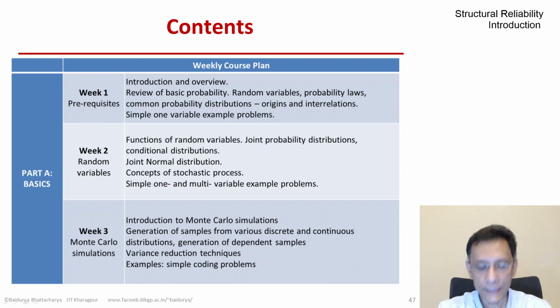And as you can see, the first step was to model and estimate the uncertainties. So the next 5 lectures we are going to spend on the theory of probability and random variables.